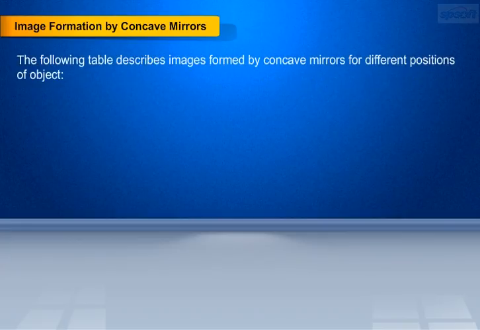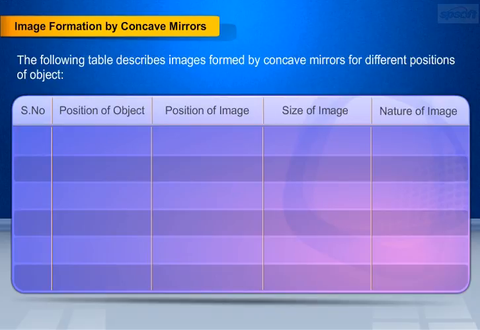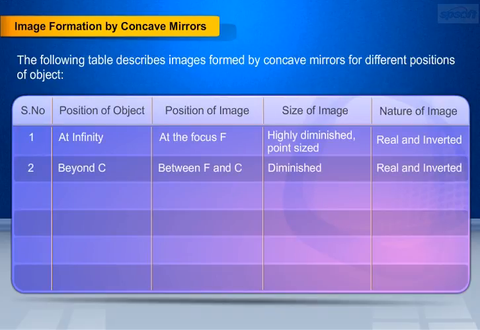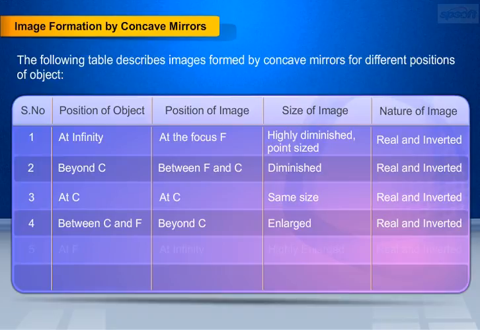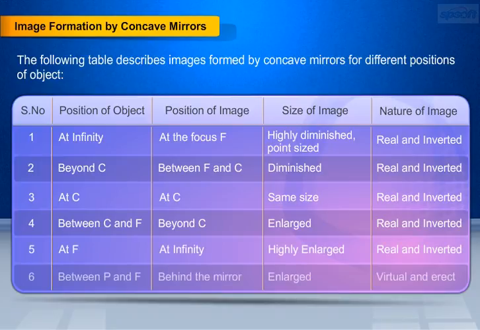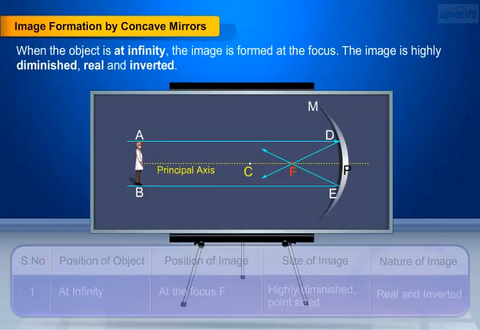The table on your screen describes images formed by concave mirrors for different positions of the object. Let's elaborate each case by drawing ray diagrams for every case.